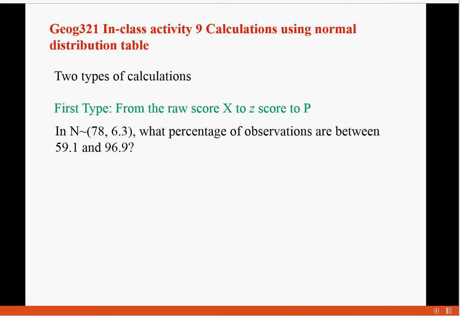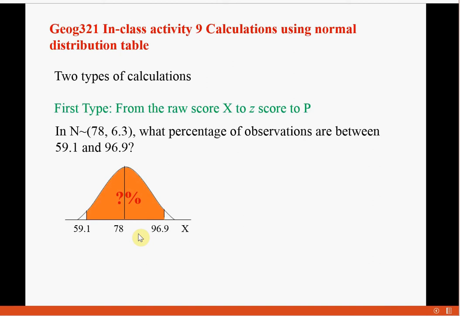In this normal distribution with the mean 78 and the standard deviation 6.3, what percentage of observations are between 59.1 and 96.9? In this distribution, we have two known values of variable x, 59.1 and 96.9. We are required to decide what percentage of cases are located between this lower bound and upper bound. And we know that to find out the answer, we need to determine 59.1 is how many standard deviations from the mean, and 96.9 is how many standard deviations from the mean.